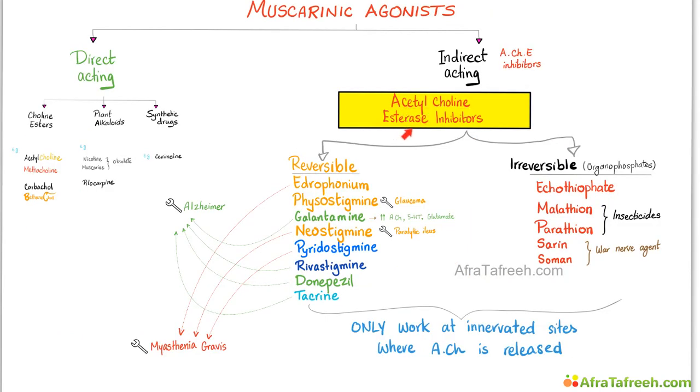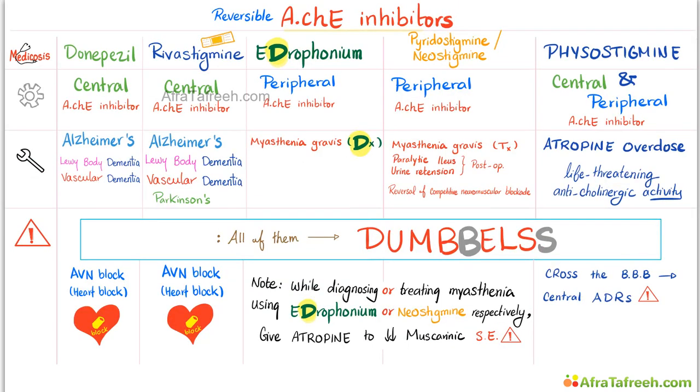So acetylcholinesterase inhibitors are actually muscarinic agonists because they increase the amount of acetylcholine in the synapse. And of these drugs, edrophonium, neostigmine, pyridostigmine, we use them for myasthenia gravis, but galantamine, rivastigmine, donepezil, tacrine are used for Alzheimer's dementia. This table summarizes the reversible acetylcholinesterase inhibitors. These are pro-acetylcholine. Don't forget, donepezil and rivastigmine are used for dementia, including Alzheimer's and Lewy body dementia, even vascular dementia.